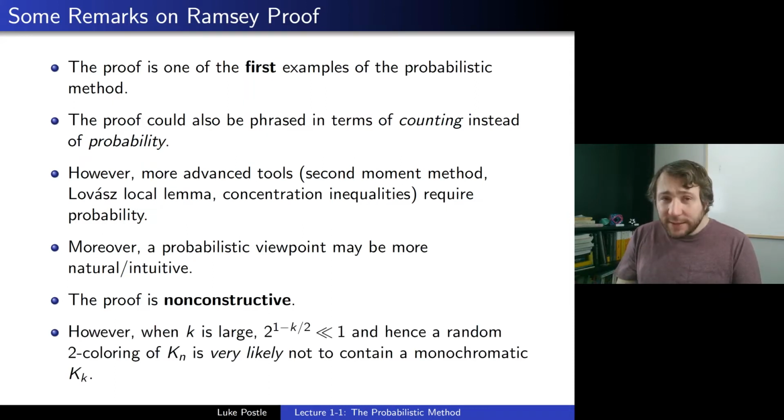Nevertheless, heuristically, when k is large, 2 to the 1 minus k over 2 is much, much less than 1, and hence a random 2-coloring of K_n is very likely not to contain a monochromatic K_k. So that bound we got was not only less than 1, it's much less. So with high probability, we'd actually find one of these colorings. So in that way, if we were to just randomly take a coloring somehow, we could have quite good confidence that it actually is the desired one. We don't know 100% for sure, but heuristically it would be good.